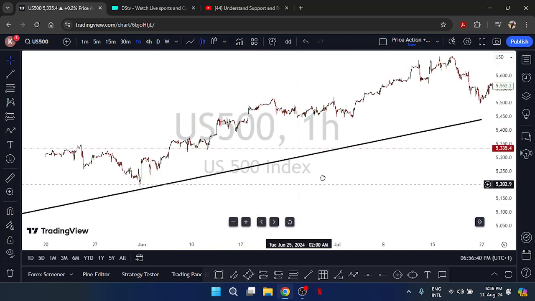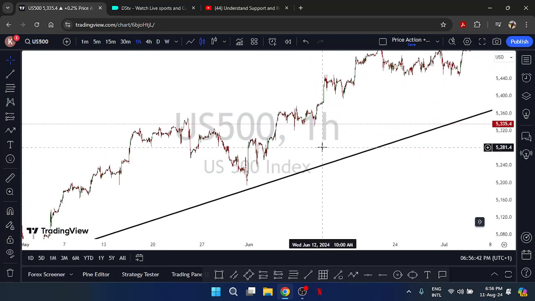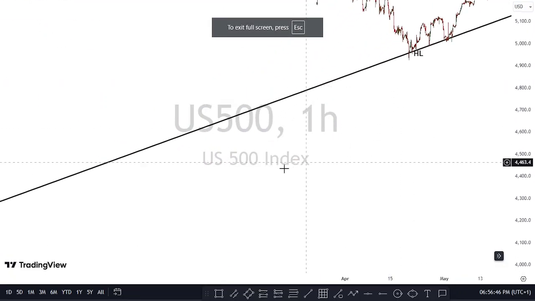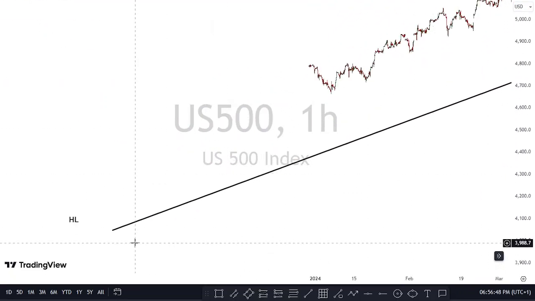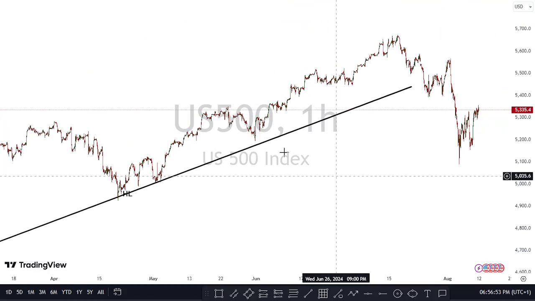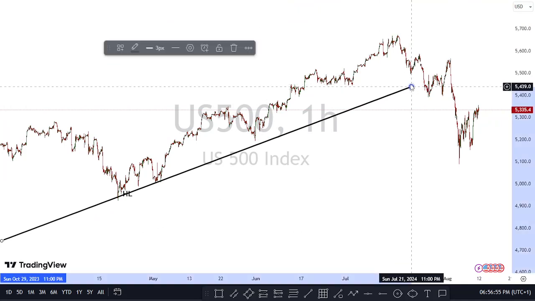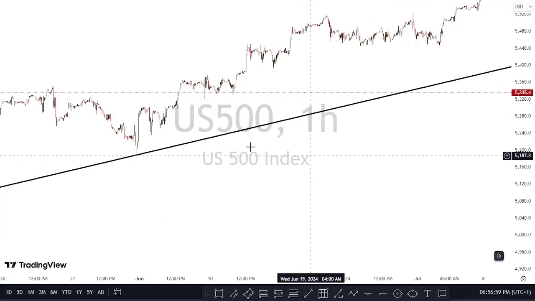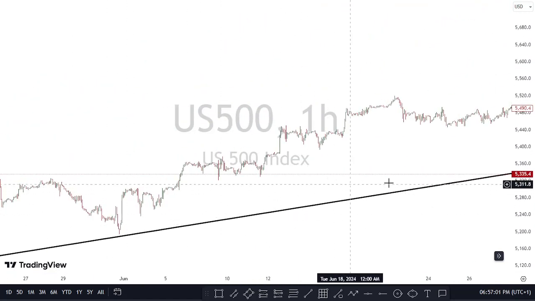on the third touch. Now, if I tell you guys that this is a third touch, will you believe me? Let's see. So where is the first one? So this was the first touch there. This was the second touch, and then see, this was the third touch. Let's just adjust it a little bit. Right? See, that was the third touch, and it bounced off. So on the lower time frame, you would have capitalized on this move.